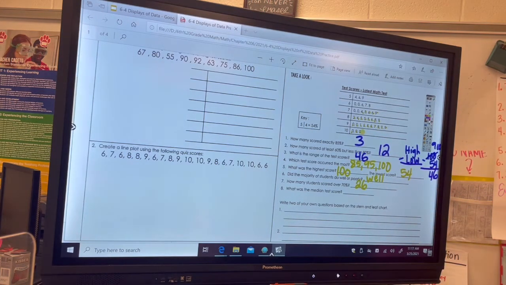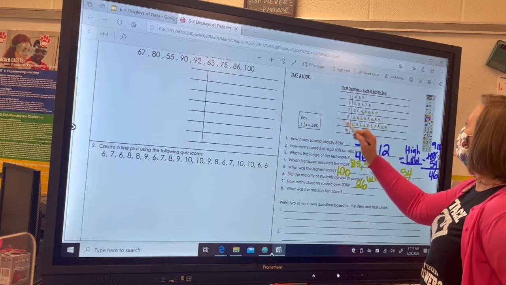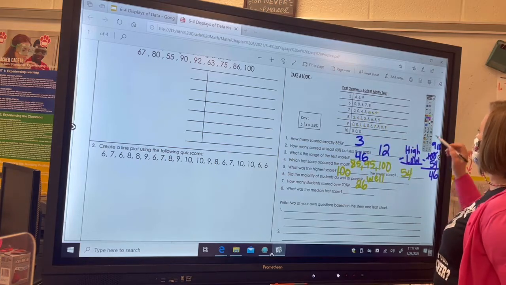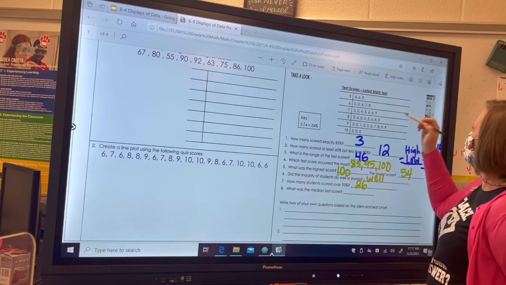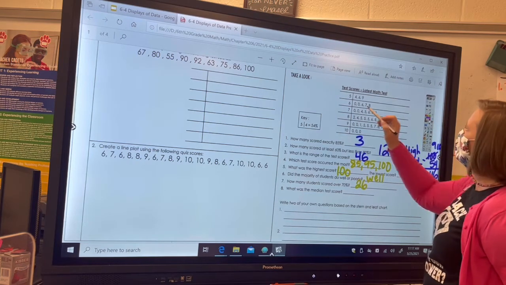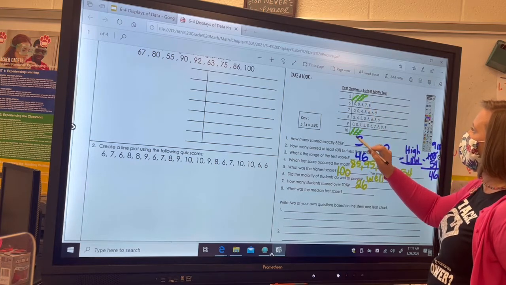What is the median test score? What does median mean? The middle. So let's try that. This is where it gets a little tricky. We're gonna have to mark off. I'm gonna get this color. Low, high, low, high, low, high.